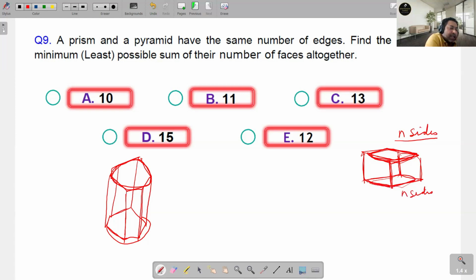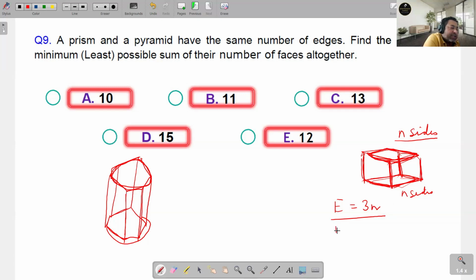Now these sides are edges. Why? Because two faces are meeting there. They're like the line, not the corners, but it's called an edge only. The two faces are meeting, right? So there'll be n sides here, so these are also edges. And then there are n edges meeting these n vertices. So overall, if the polygon has n sides on the top of a prism, the edges are 3n. Let's keep this in mind. So edges are 3n.